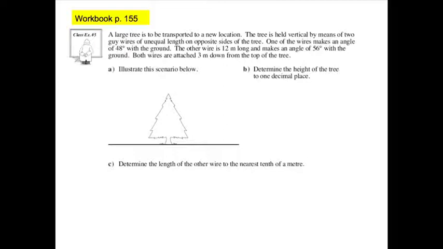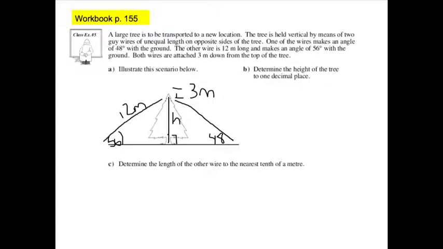So first off, let's draw that. One wire is 56 degrees with the ground, and it's 12 meters long. The other one makes a 48 degree angle with the ground. We don't know the length of that one, but we know that both of them are about 3 meters from the top. So we have to determine the height of the tree to one decimal place. Well, one of these triangles has two pieces of information which will be critical to find the height of the tree. We will call this H.